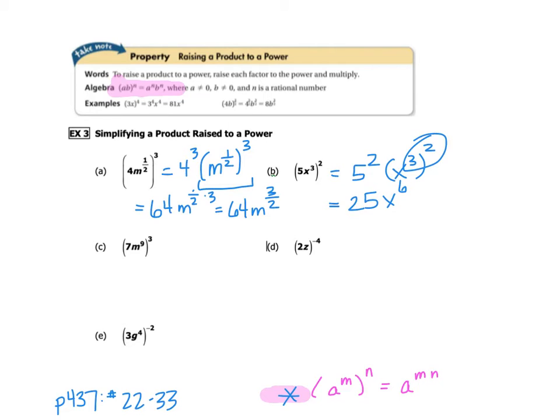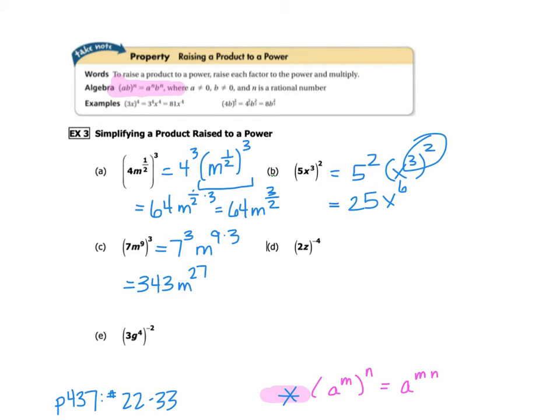Let's go to example C and let's see if we can power through this problem. So 7 to the 3rd power, gonna need a calculator there, and m to the 9 times 3 power. And so let me grab the calculator. 7 to the 3rd gives us 343. M to the 27th. Now, this is really interesting.